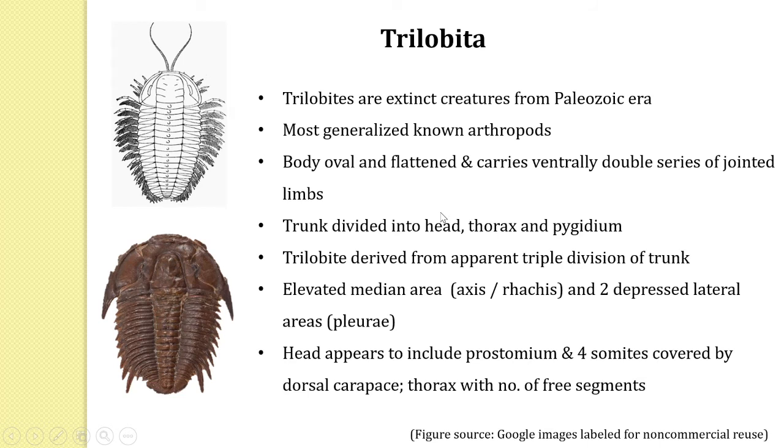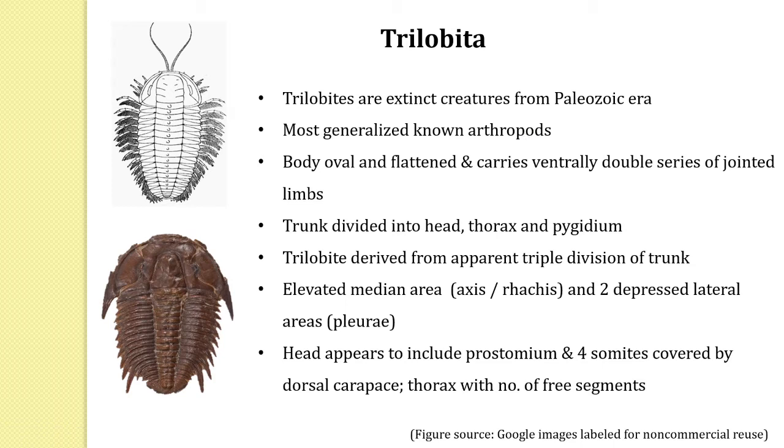First of all, the Trilobita. The trilobites are extinct creatures from the Paleozoic era, where they flourished, but they were most abundant during the Cambrian and Ordovician periods. So they are the most generalized known arthropods.